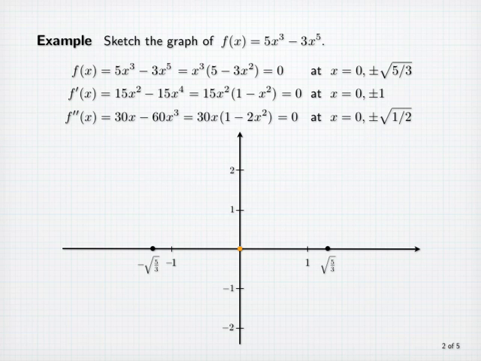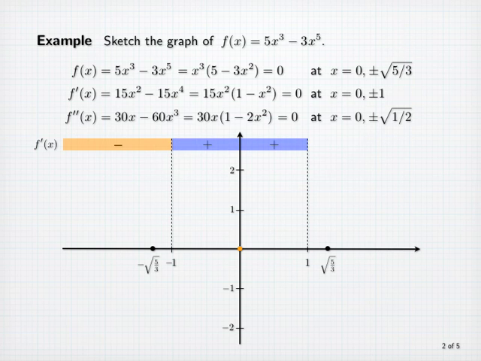Since it's 15x squared times 1 minus x squared, the only time it's negative is when 1 minus x squared is negative. So we can see that if x is less than minus 1, f prime of x is negative, and if x is between minus 1 and 0, it's positive, and it's also positive between 0 and 1, and it's negative if x is greater than 1.